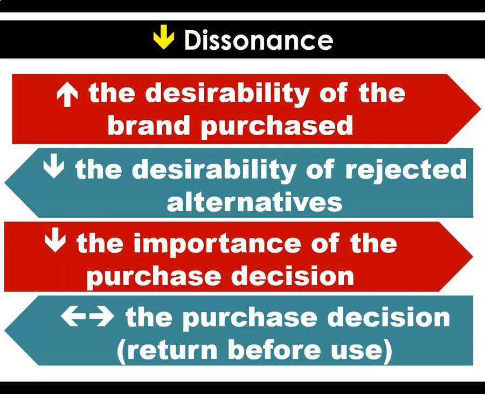To decrease the likelihood of post-purchase dissonance, there are some strategies marketers can employ. The first is to increase the desirability of the brand purchased. The more exclusive the brand, the less likely dissonance is to occur. Similarly, a marketer can focus on decreasing the desirability of rejected alternatives. They can also decrease the importance of the purchase decision, or they can make the purchase decision seem less permanent. For example, returning the product before it's used.